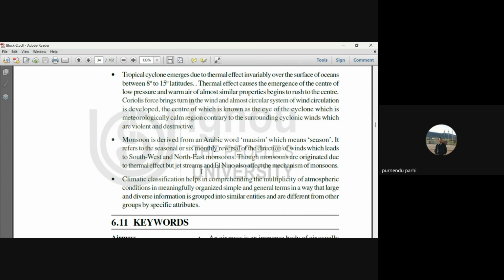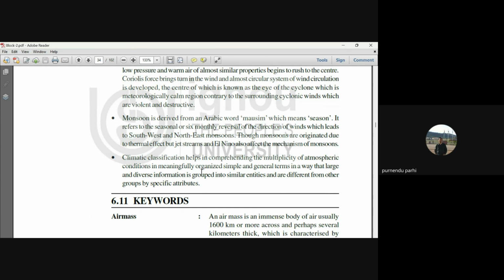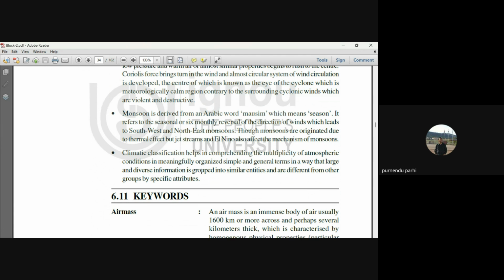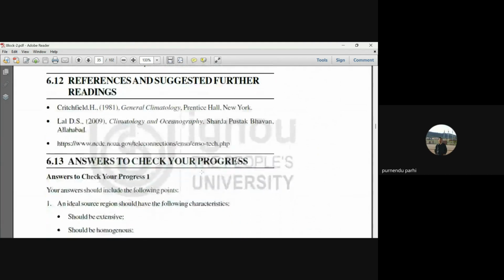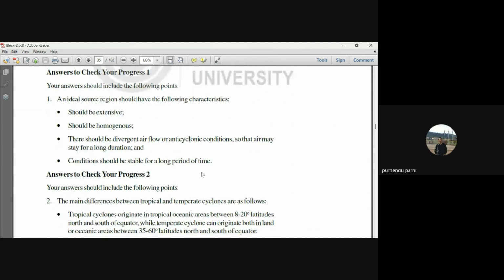Climatic classification helps in comprehending the multiplicity of atmospheric conditions in meaningful, organized, simple, and general terms, in a way that large and diverse information is grouped into similar entities and are different from other groups by specific attributes. This brings to the end of the unit 6.